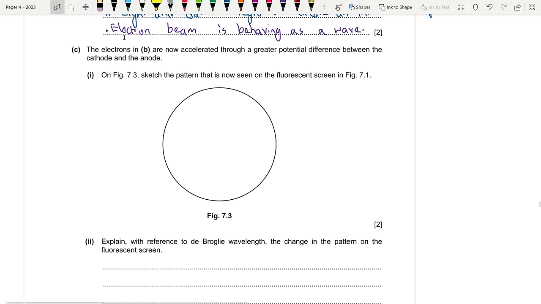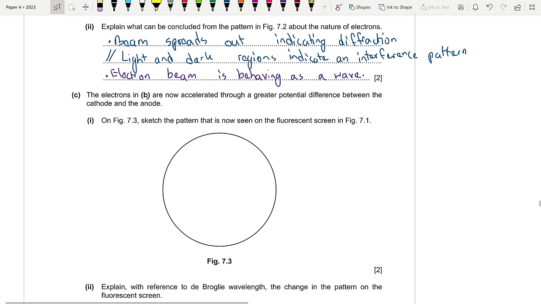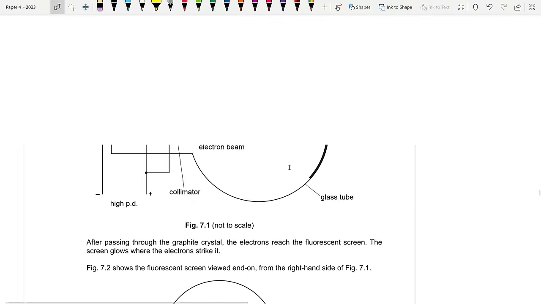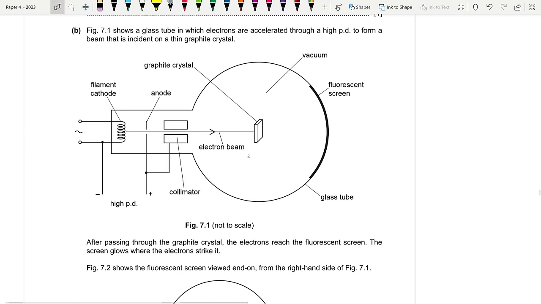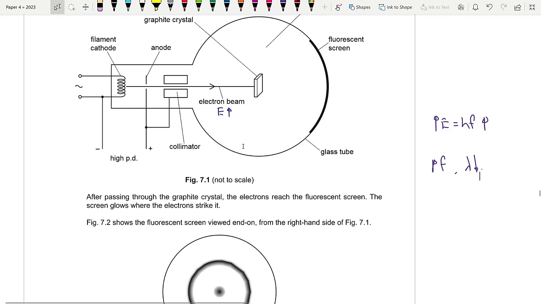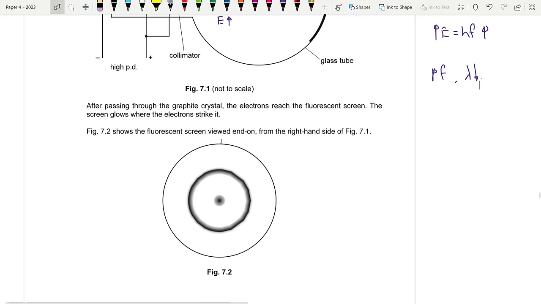Now, the electrons in B are now accelerated through a greater potential difference between the cathode and the anode. On figure 7.3, sketch the pattern that is now seen on the fluorescent screen. So this is important because they are accelerated through a greater potential difference. So a higher PD indicates that the electrons will have more energy, and we know that E is equal to hf. So if energy increases, with the Planck constant being the same, the value of frequency will increase. Now, you guys know that if frequency increases, then what will happen to wavelength? The wavelength will decrease. Now, what impact will this have on the diagram actually?